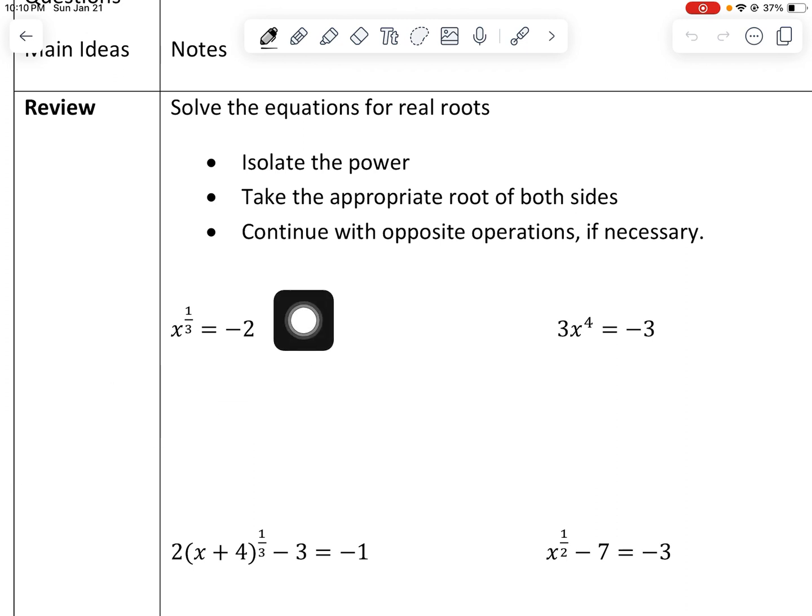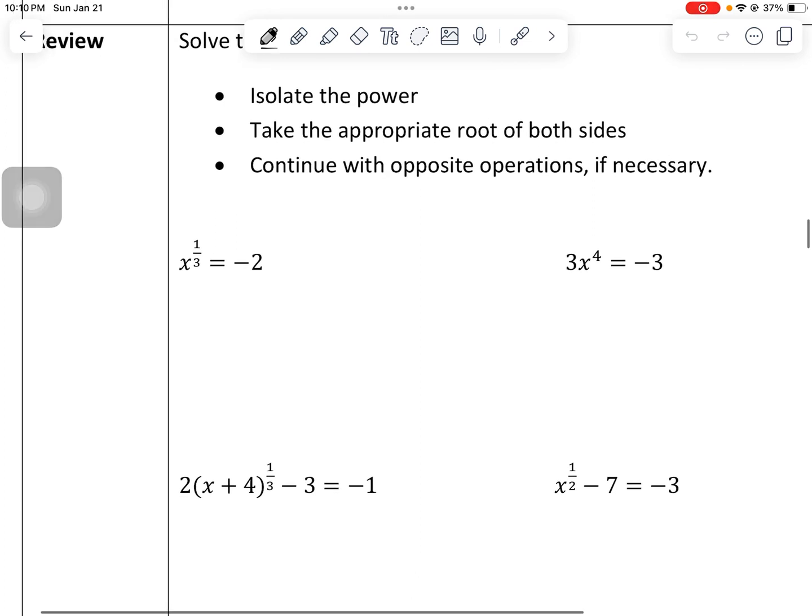So remember that you want to isolate the power, take the appropriate root of both sides, or in some cases it might not be that you take the root, you do the inverse operation of whatever the exponent is, like we're going to see in the first example, and then you continue with opposite operations if necessary.